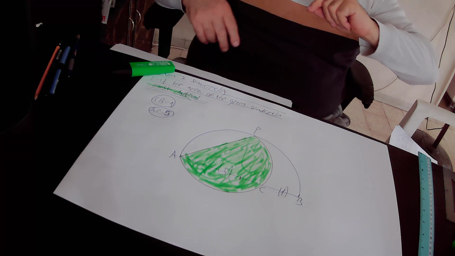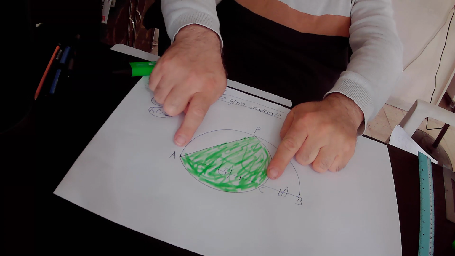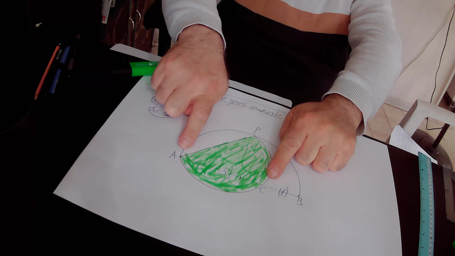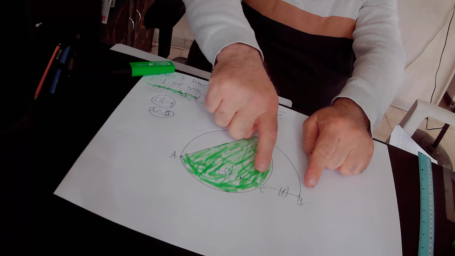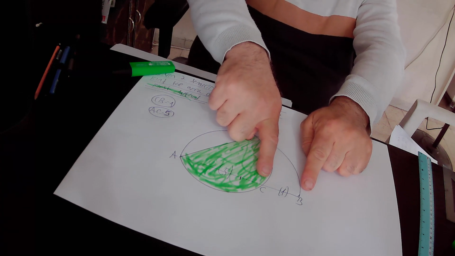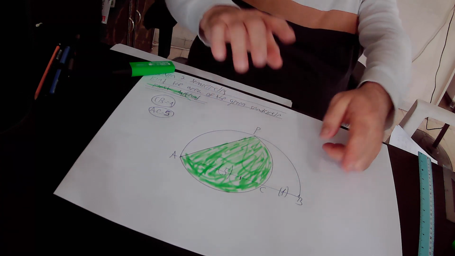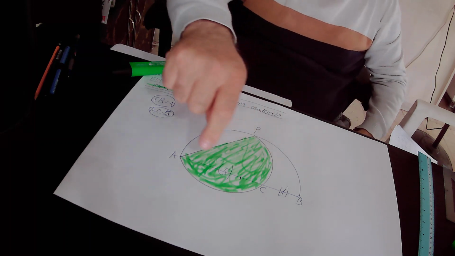In addition, we know that this is 9 cm, AC. This equals 5 units in its length. This is 9 cm, CB. That equals 1 unit in its length. Again, our mission is to find out the area of this green semicircle.